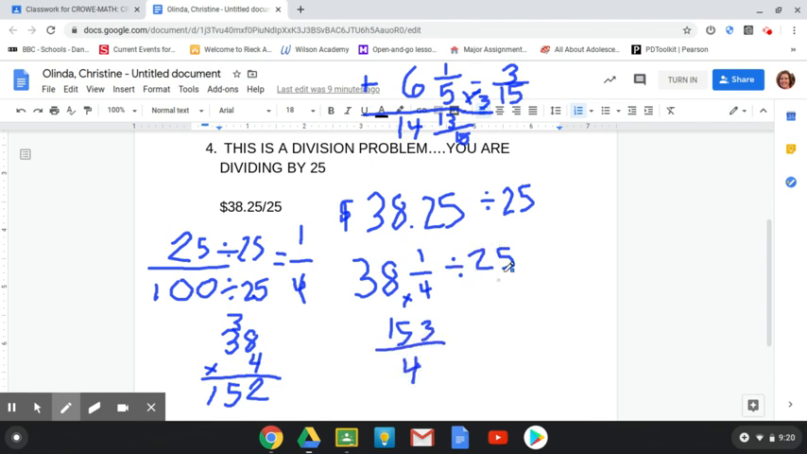Now remember, I need to flip this. To divide, I need to flip the second factor so I can multiply. So it'll be 1 over 25. Now when I multiply straight across, I get 153 times 1 is 153. And then 4 times 25 is 100.